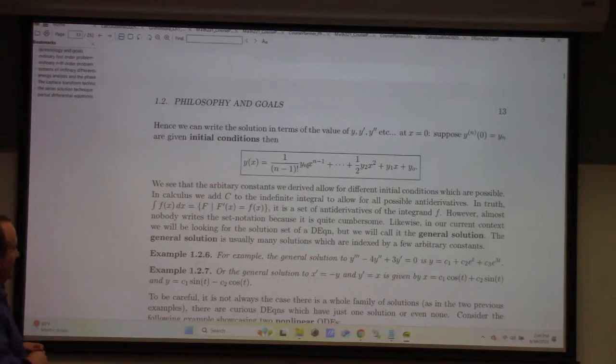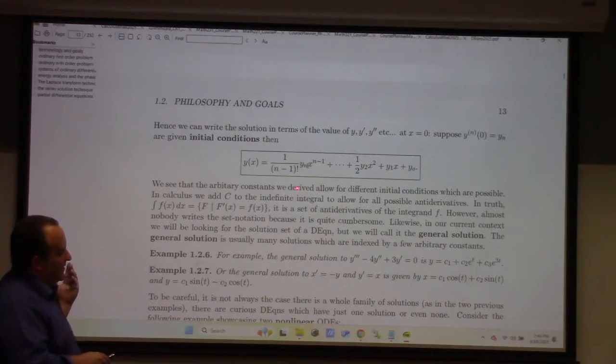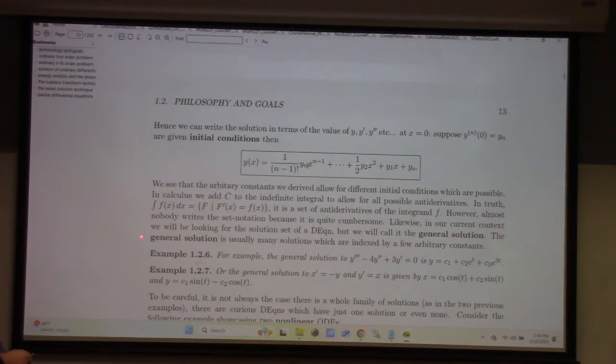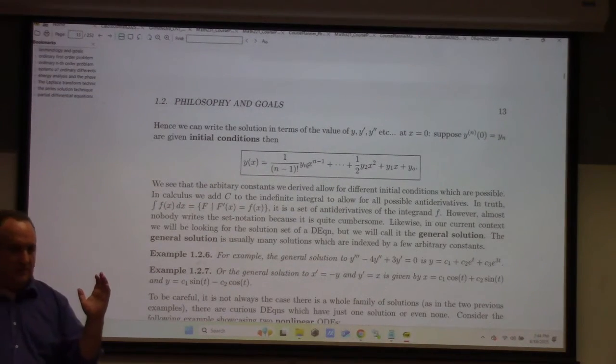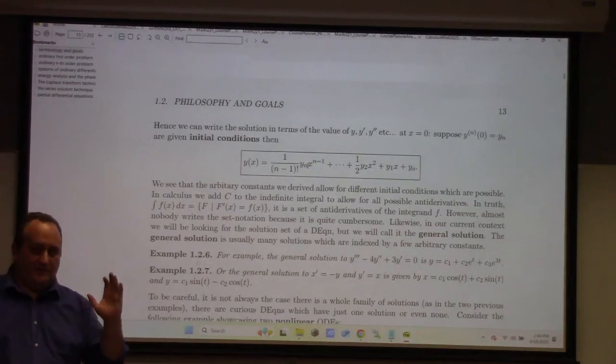So as I was just describing, we see arbitrary constants derived allow for different initial conditions which are possible. So in fact, the general solution isn't really one solution. It's actually a set of solutions. This is even true in calculus 2.